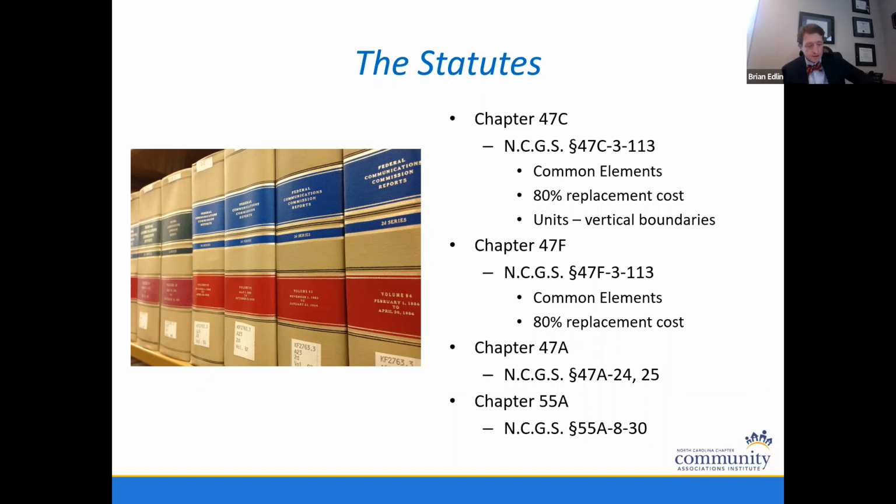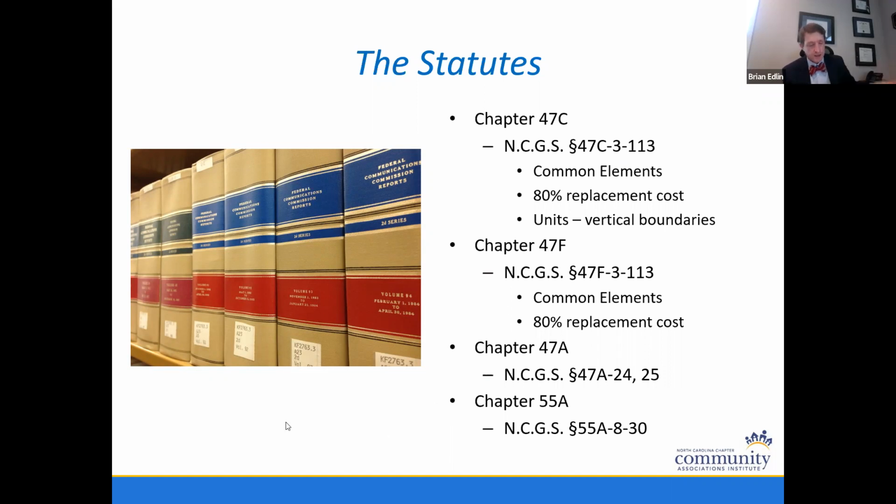That's typically the case. Hey, Brian, let me ask you a quick question. You said 80% replacement cost twice now in regards to 47C, and now you're under 47F. What does that mean with the other 20%? Who pays for that if it's not required by insurance? That's a great question. That would be a lack of insurance, obviously. So that would probably be a common expense when you're dealing with the common area. It would be distributed amongst all the owners in accordance with their allocations in the declaration. It's a great question.